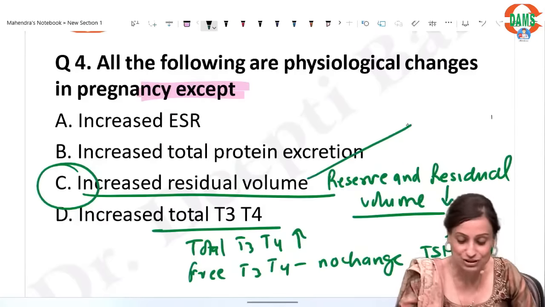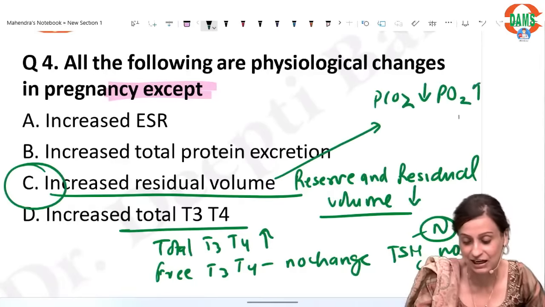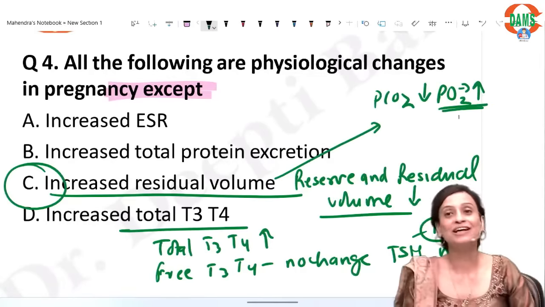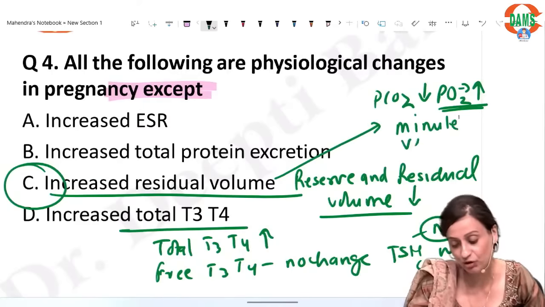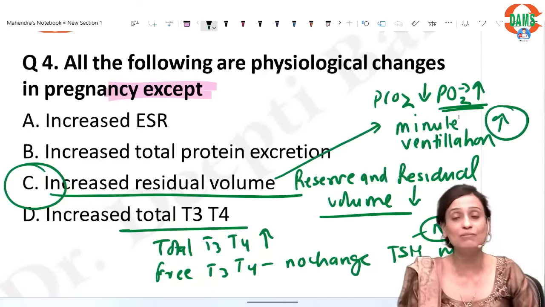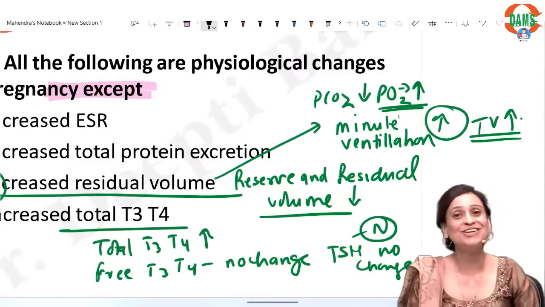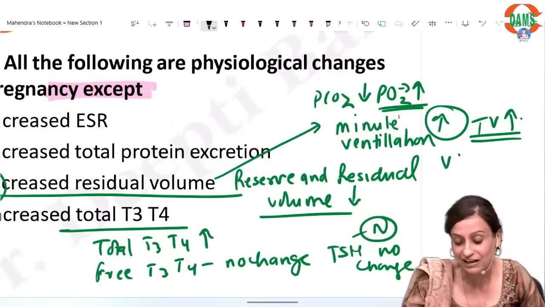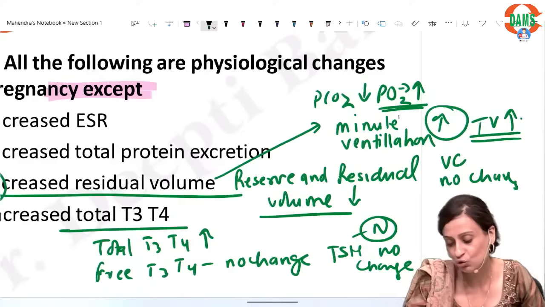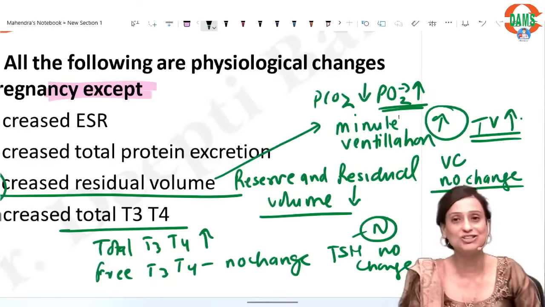Also, when it comes to respiratory changes, please remember, PCO2 decreases and PO2 increases, right? Things that INICET has asked before: remember, minute ventilation increases, tidal volume increases. These have been PYQs in the INICET exam. Remember, vital capacity shows no change, okay? So vital capacity shows no change.